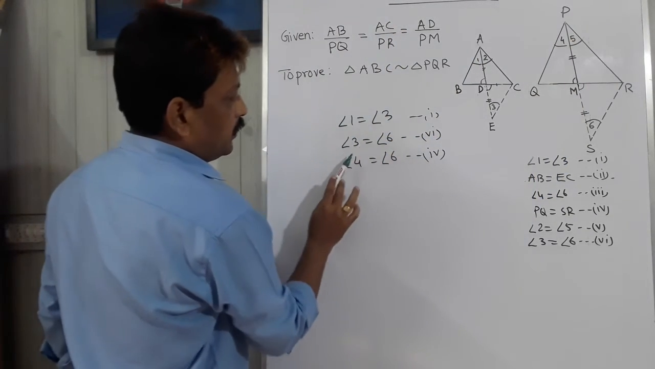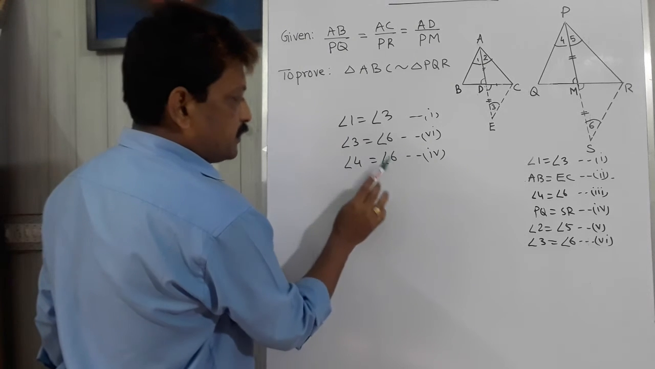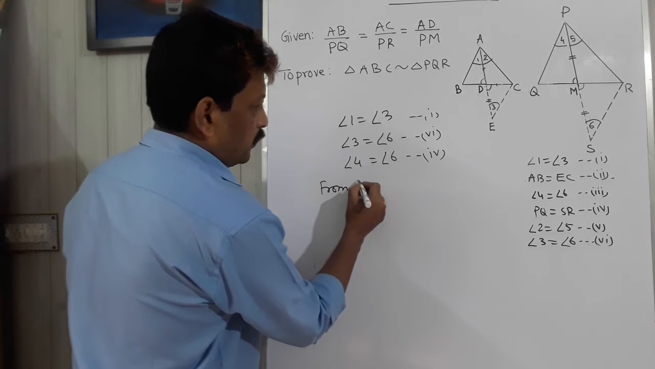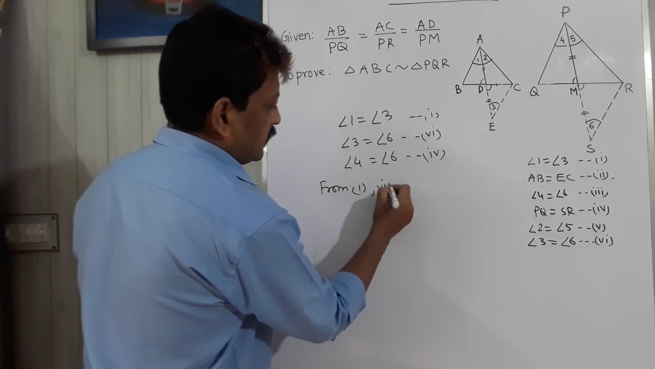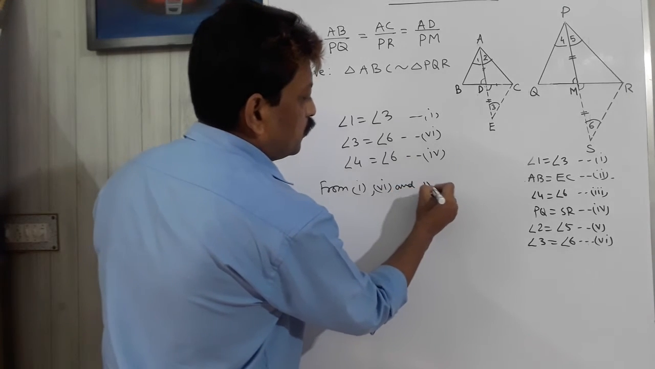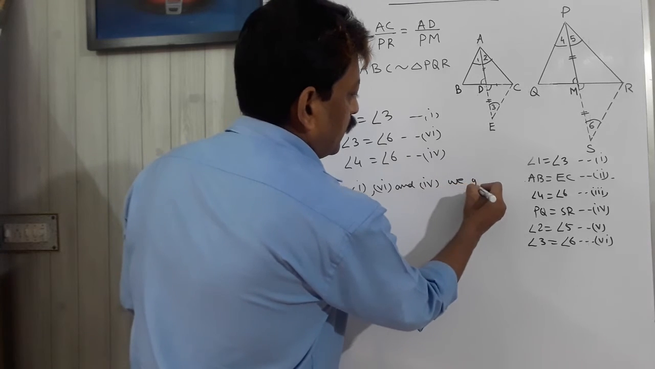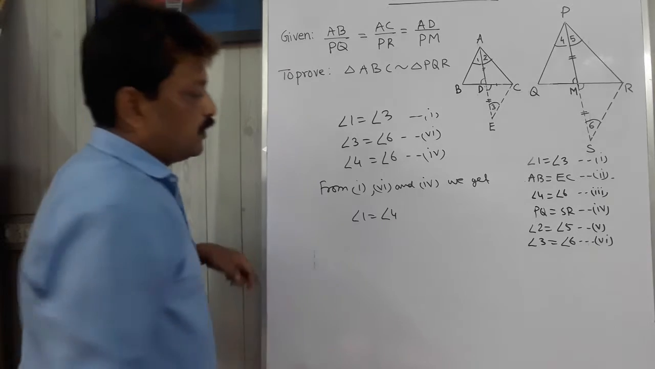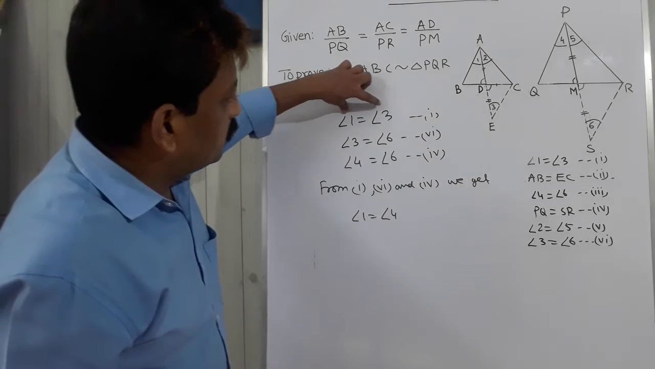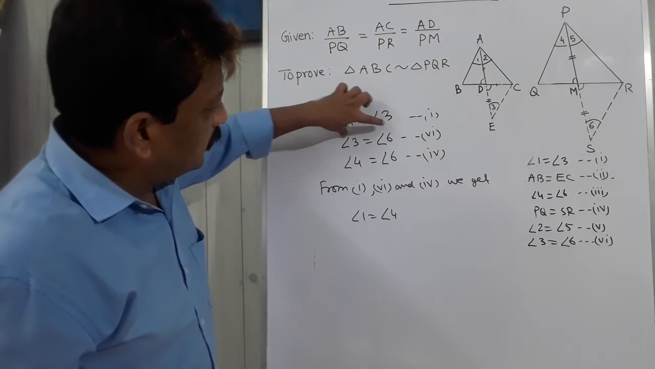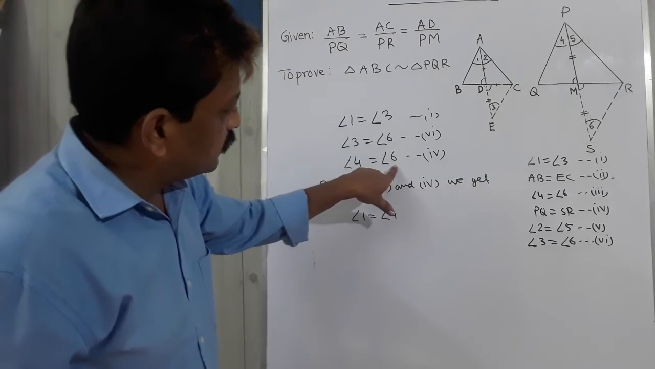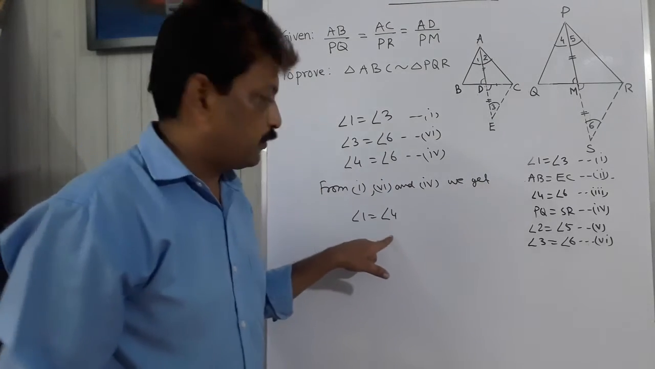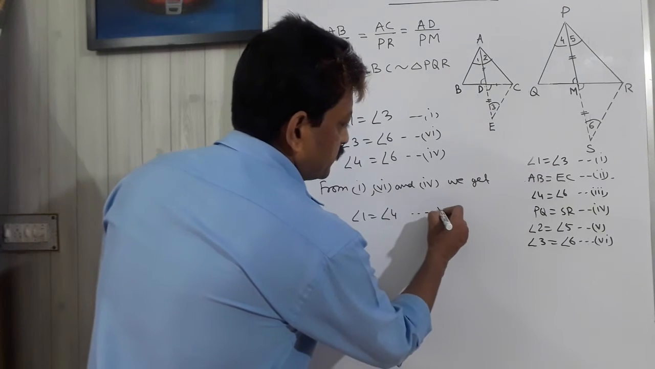1 equals 3, then 3 equals 6, then 6 equals 4. So from these three equations, from equations 1, 6 and 3, we are getting angle 1 equals angle 4. Just once more, angle 1 equals 3, then angle 3 equals 6, then angle 6 equals 4. So automatically it becomes angle 1 equals angle 4. Let this be equation number 7.